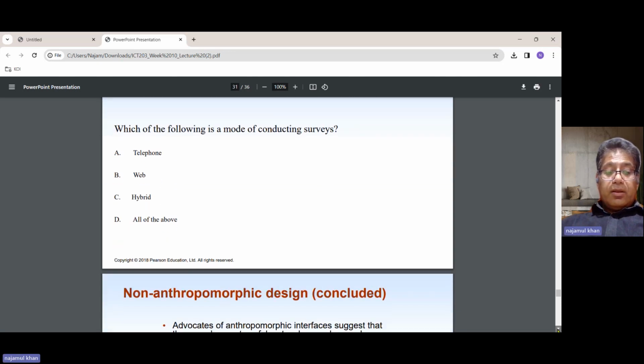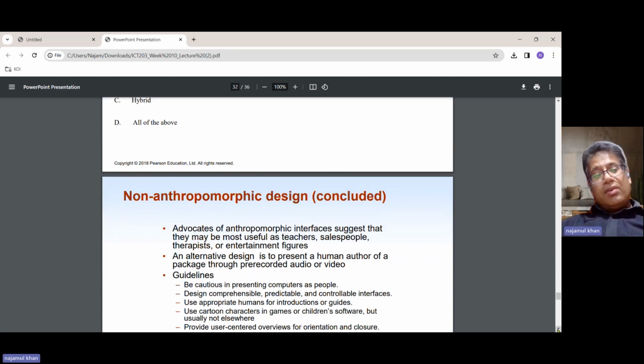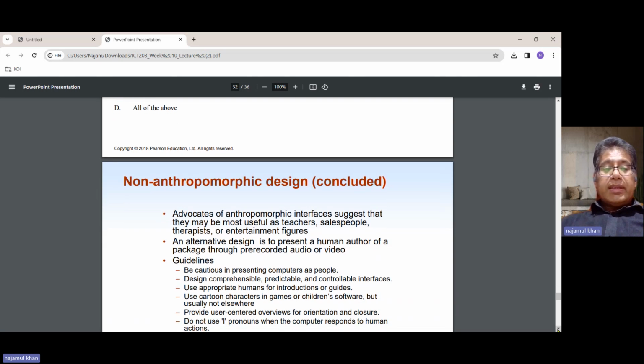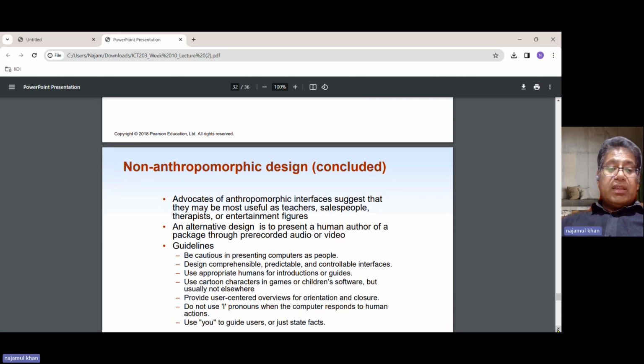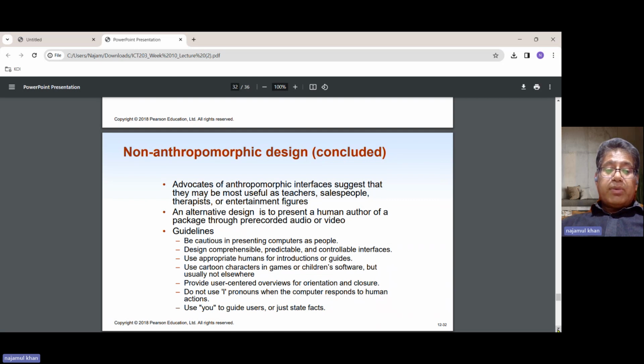Now, some of the non-anthropomorphic design slides we've got here. Advocates of anthropomorphic interfaces suggest that they may be most useful as teachers, salespeople, therapists, or entertainment figures. An alternative design is to present a human author of a package through pre-recorded audio or video. As I said, we're not sure.